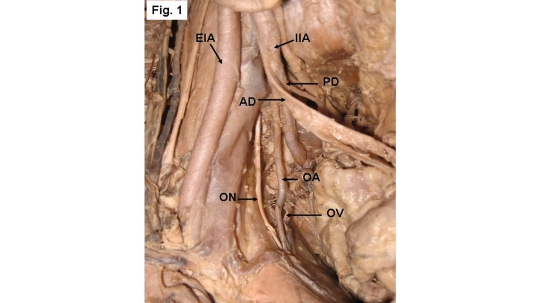This is a cadaveric view of the lateral wall of the pelvic cavity, the true pelvis, and here is the obturator nerve. It runs on the lateral wall of the pelvic cavity until it reaches the obturator foramen, where it gets into the adductor group of muscles.